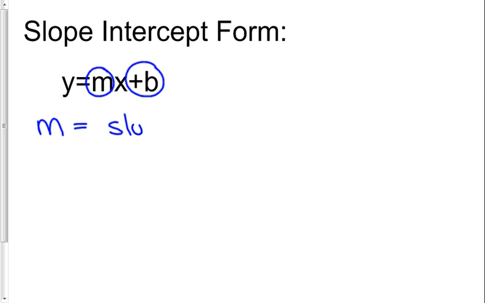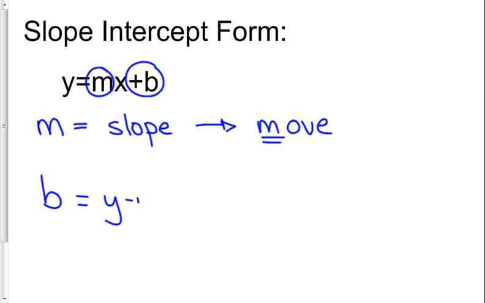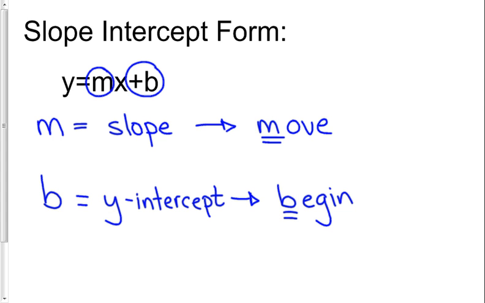M is the slope. Whatever number or fraction is in front of the x tells you what the slope is. When we are graphing, the m stands for move. M, or the slope, tells us how to move. The b value is the y-intercept, or in other words, where does the graph cross the y-axis? The b, when we graph, tells us where to begin. We always start at the y-intercept.